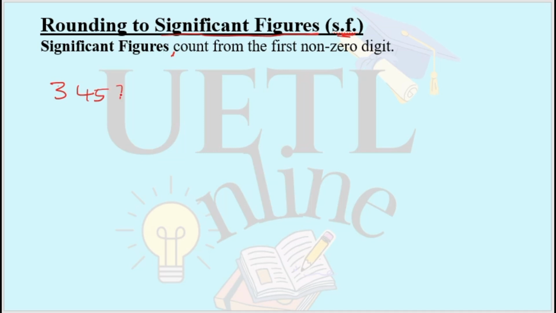So let's say you're given a number 3457. You are being asked to round to 3 SF, which means 3 significant figures. If you are asked to round to 3 SF, you have to count from the first number: 1, 2, 3. When you reach 3 here, this is where you are going to round. So you check the next number. Is it 5 or more, or 4 or less?